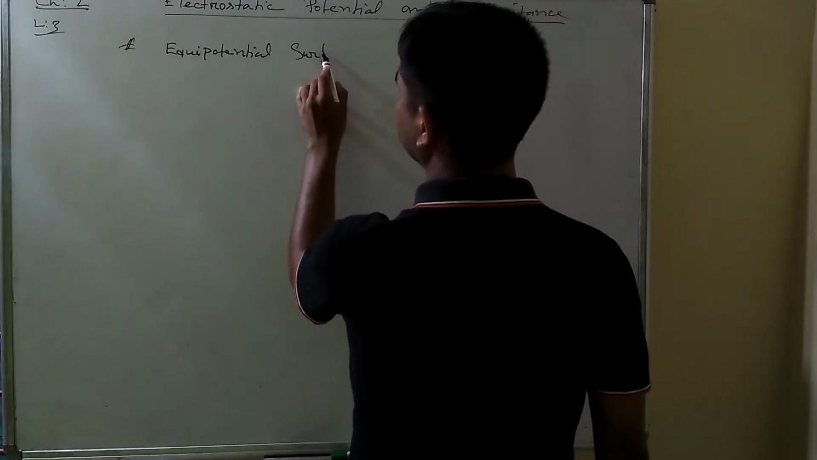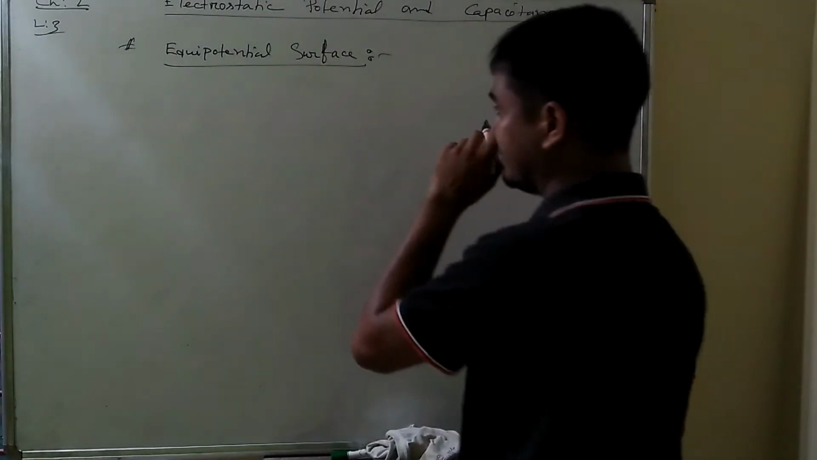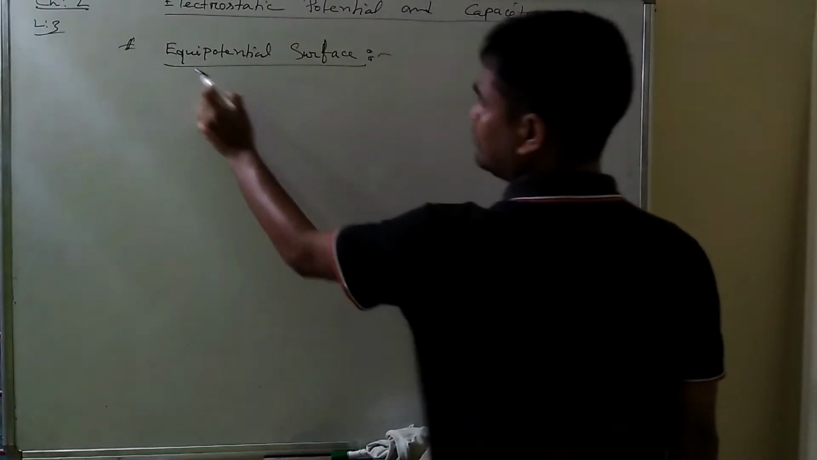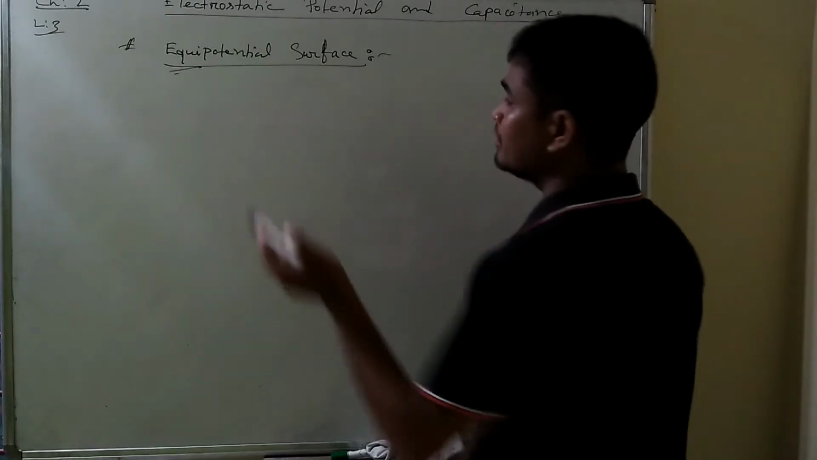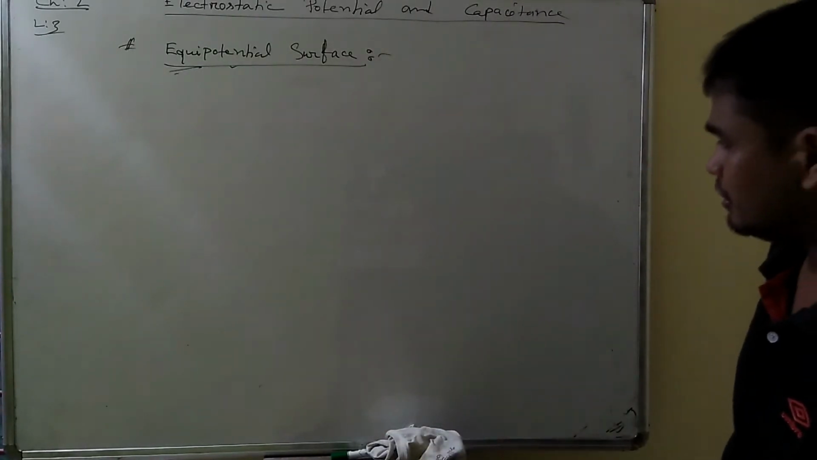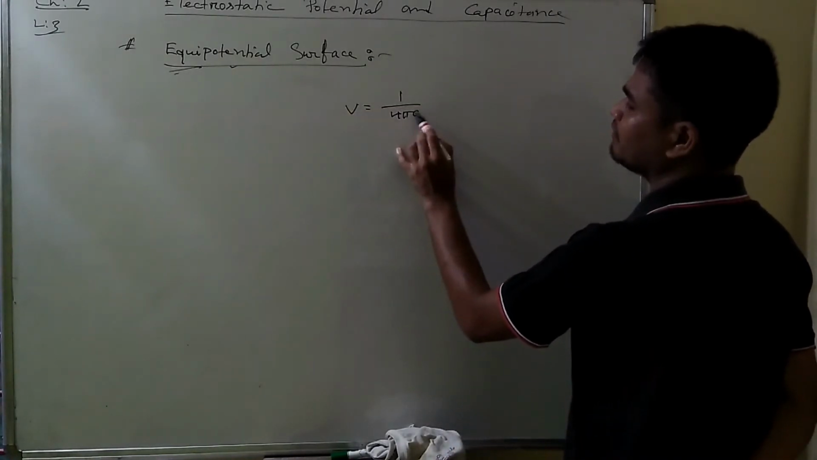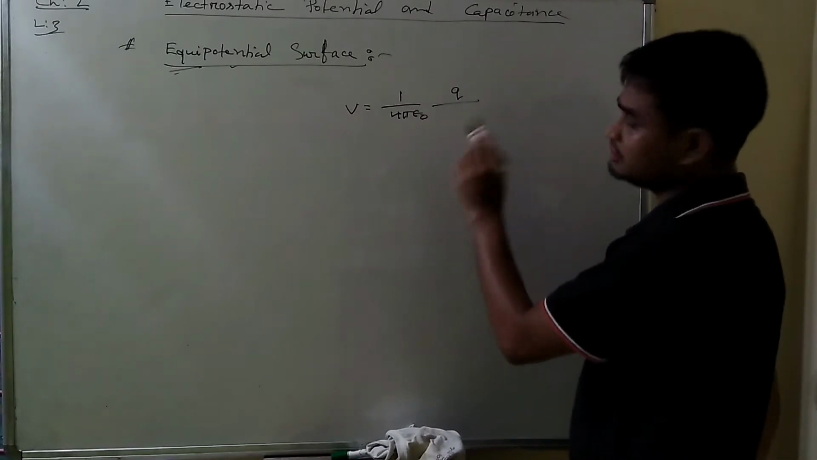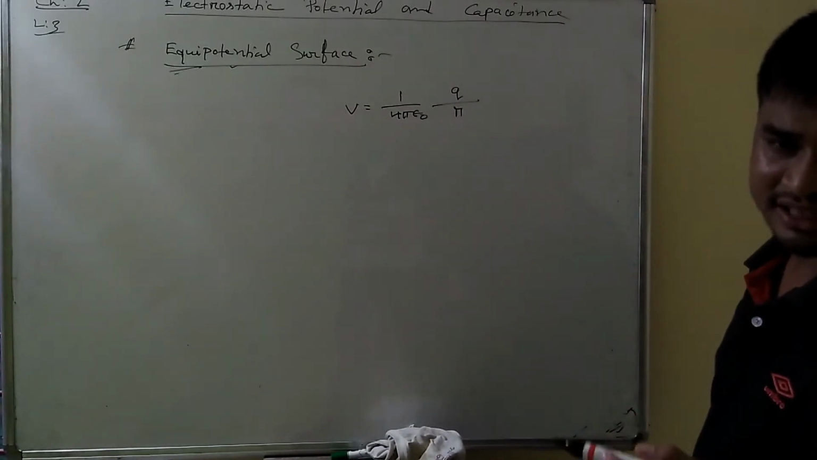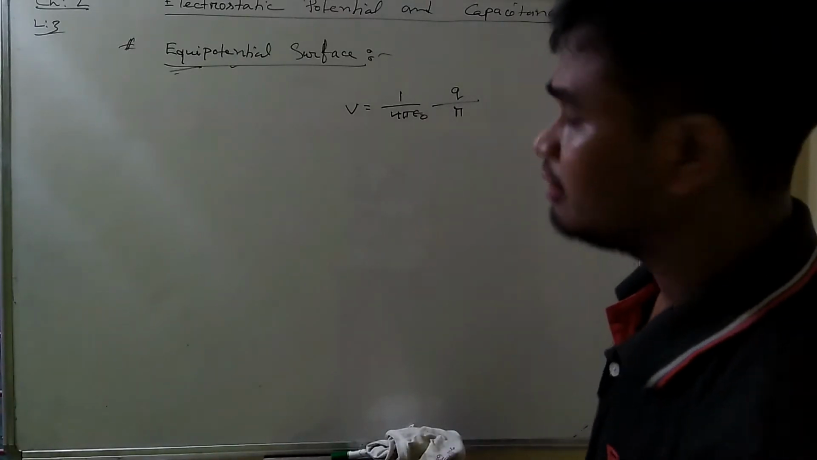Equipotential surface. What is an equipotential surface? The meaning of this word is: equi means same. Same what? Potential. So, what is same potential? Already we know the expression: potential is equal to 1 by 4 pi epsilon naught, source charge divided by the distance between the source charge and the point where we have to find the electric potential.